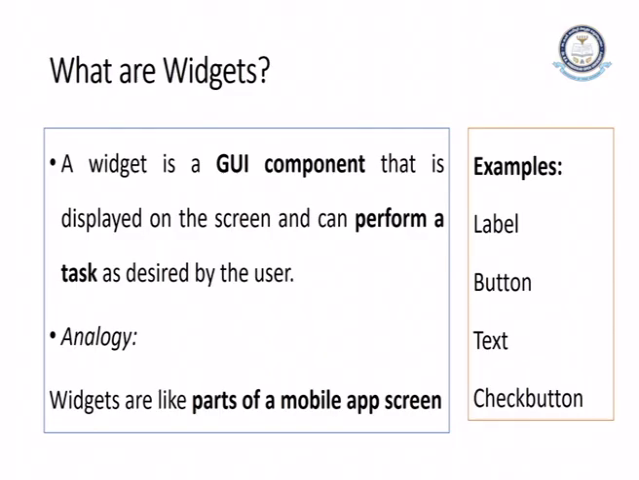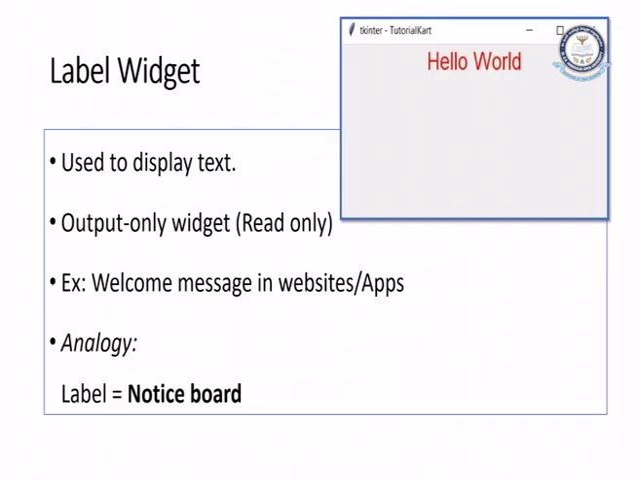Now let me tell you how to create these widgets. Let us start with one widget, label. Label is one widget supported by Python. The use of the label is to display simple text in non-editable mode; it is read-only text. Generally, labels are used in websites and apps to display some messages. You can understand it just like a notice board. As a teacher, if you want to give any information to the students, we may paste some message on the notice board.